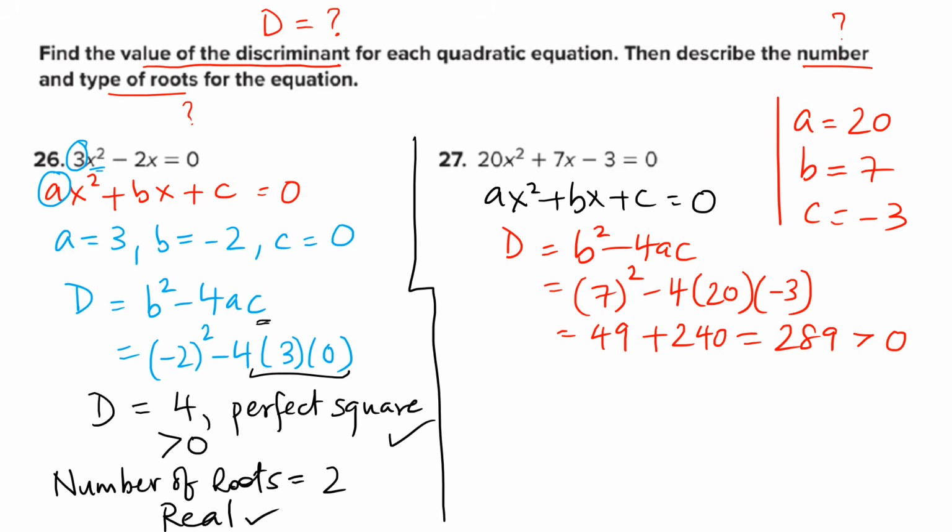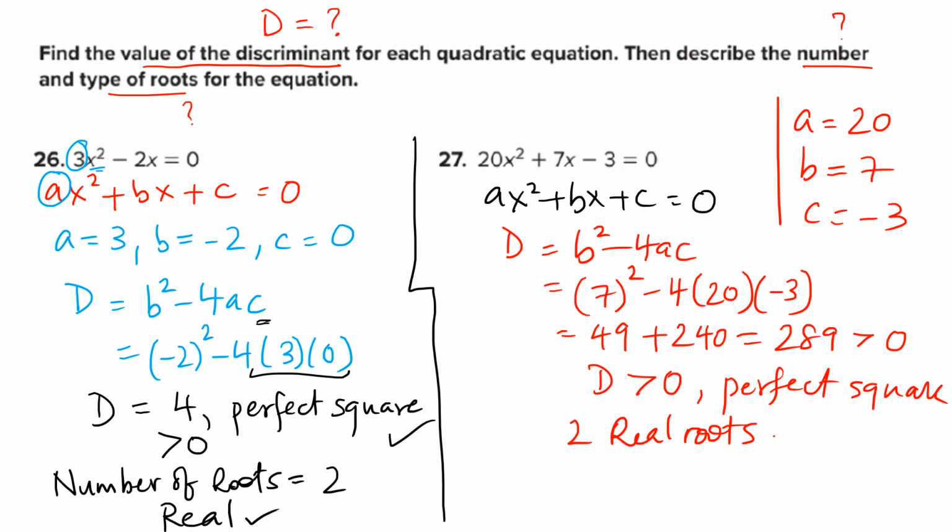So it's a positive number. So here in this question, you can write that because the discriminant is positive and it is a perfect square, again this question also has two real roots. That's how you solve questions on discriminant. The value of the discriminant tells you how many roots there will be and what type of roots they will be. So please learn the formula.